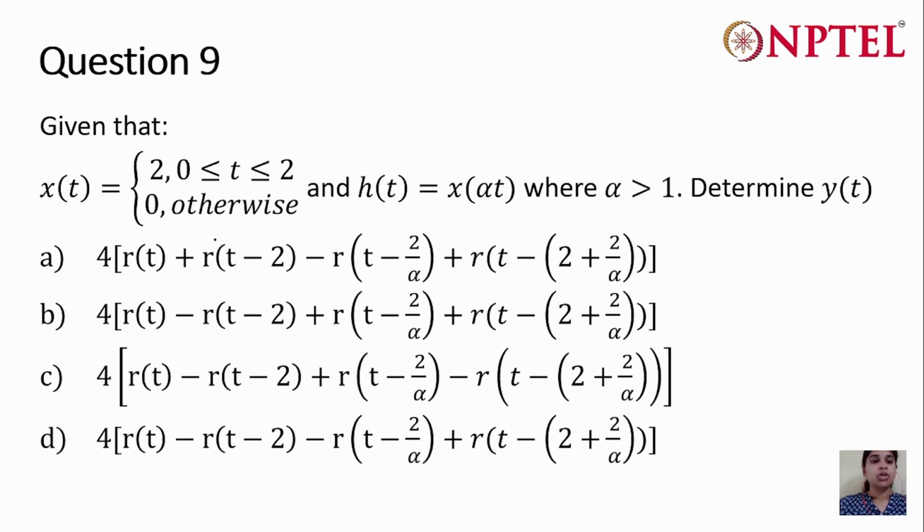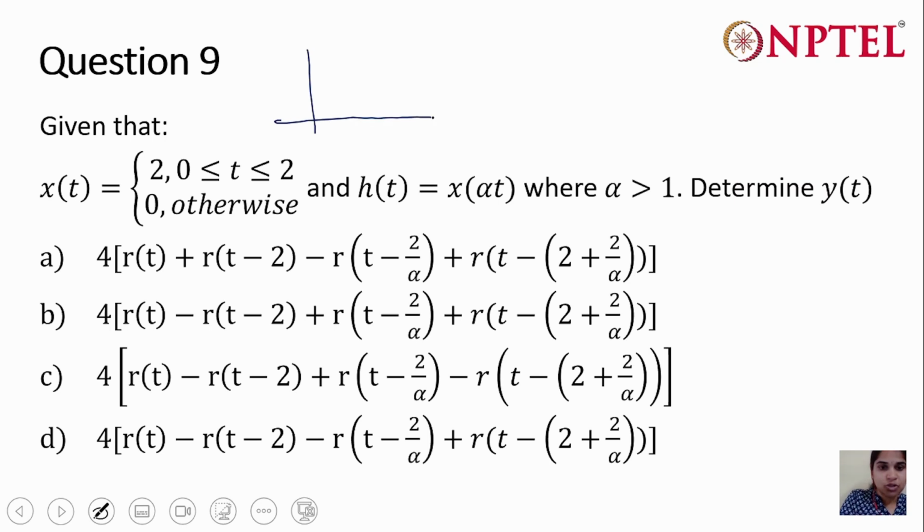Okay. So x of t is like this. It is 2 for 0 less than or equal to t less than or equal to 2 and it's 0 otherwise. h of t is x of alpha t where alpha is greater than 1. What is y of t? Basically this is the impulse response and this is the input that is given to the system.